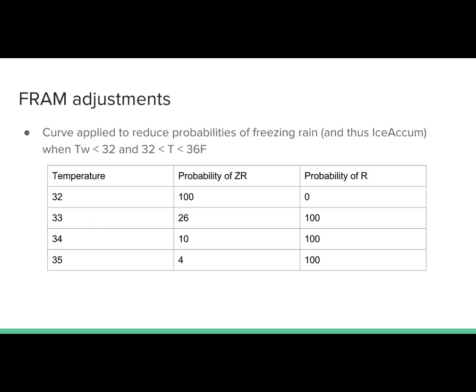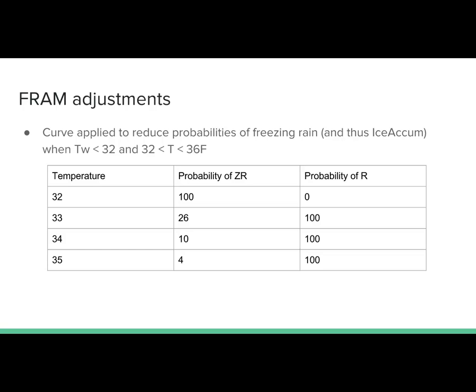So FRAM adjustments also will take place, and a lot of these FRAM adjustments came out of some feedback that came across during the Forecast Builder in November. When you had a situation where your wet bulb was below freezing but your air temperatures were just a little bit above freezing, it would assign equal probabilities for freezing rain and rain.